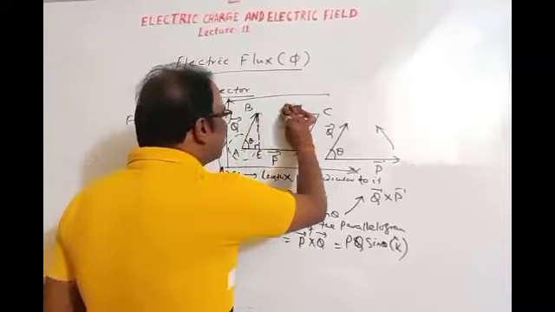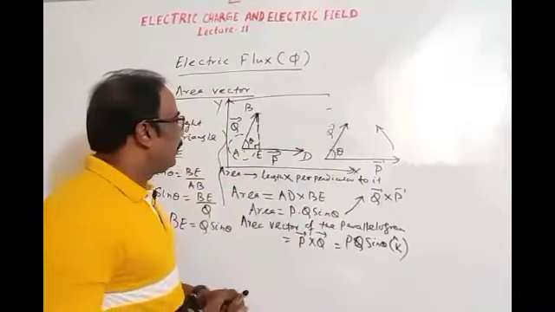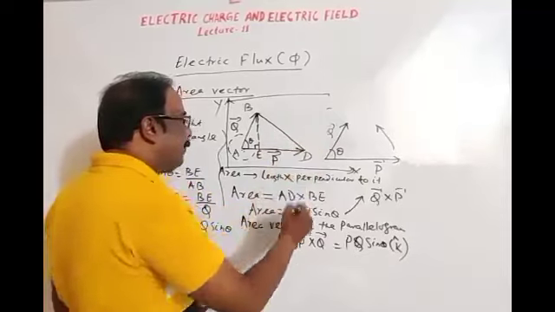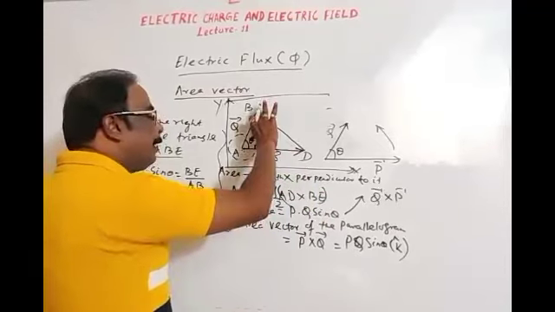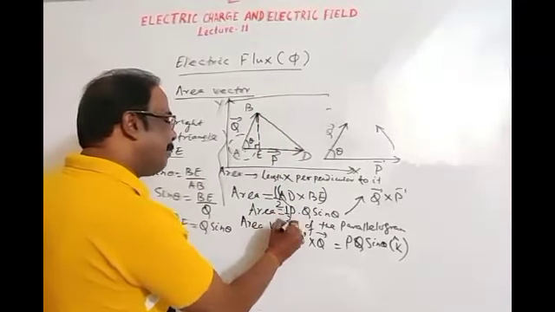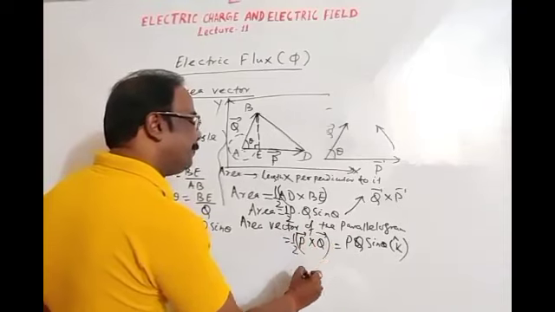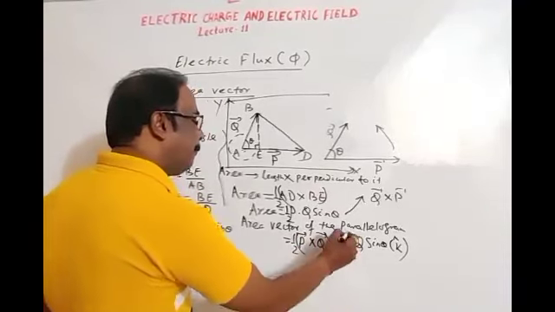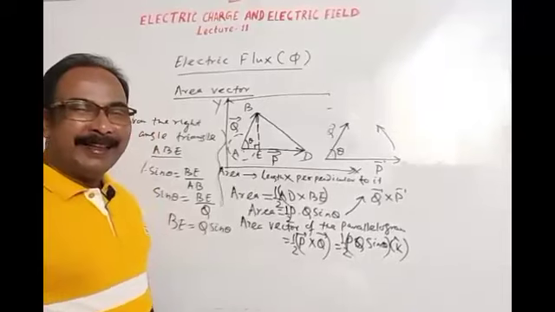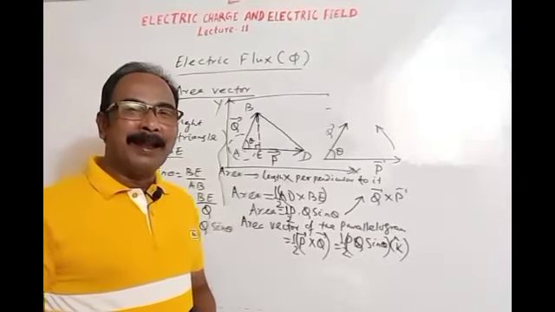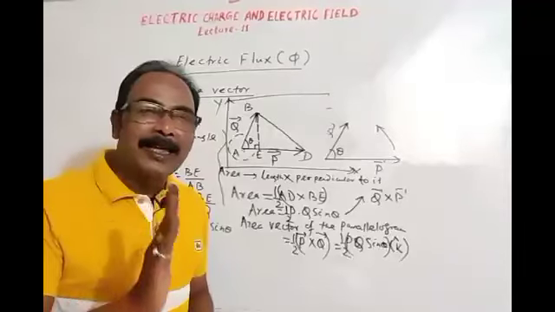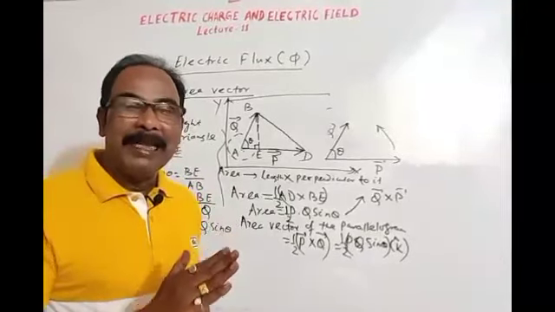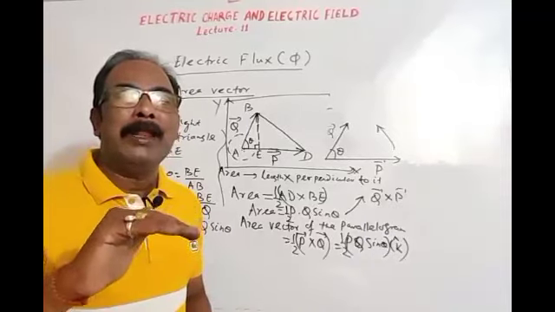Suppose now this is not a parallelogram but a triangle, the triangle ABD. Then area of triangle is half base into perpendicular. Then only multiply by half, and this is half PQ sin theta. Then we have already expressed area of parallelogram and area of triangle in the form of vector. Okay, so in a general way we may say direction of area vector is perpendicular to the plane of area.